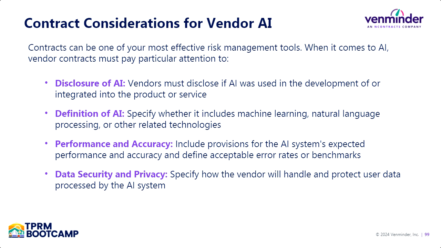include in those contracts. The first one is disclosure of any AI, whether it's the development or it's the product or service. We want to make sure that we clearly define what we mean by AI, and we want to have some very clear terms about performance and accuracy. We also want a heavy emphasis on data security and privacy, and make sure that the vendor is telling us how they are going to protect user data within the AI system.